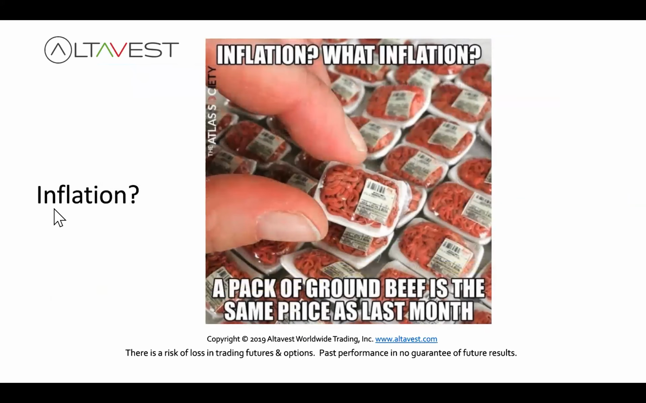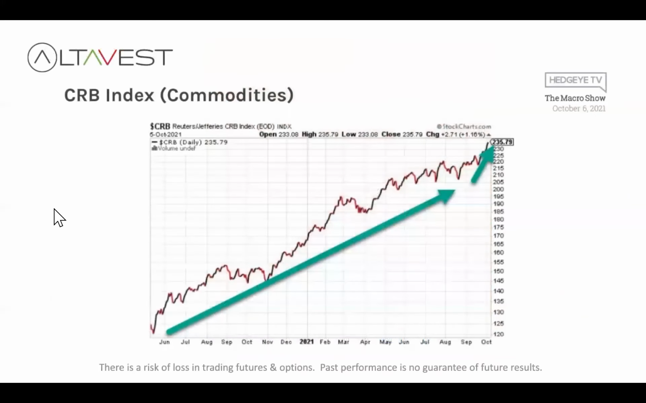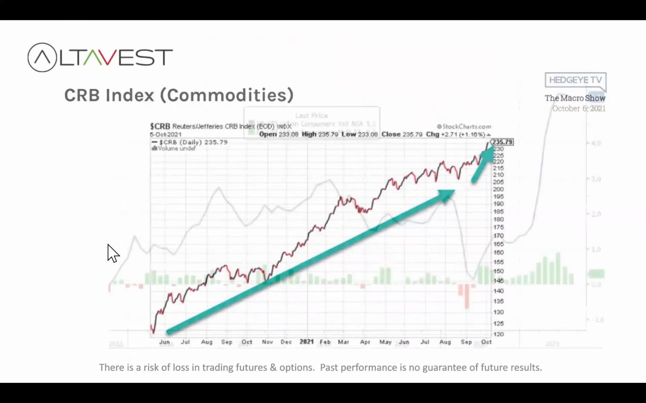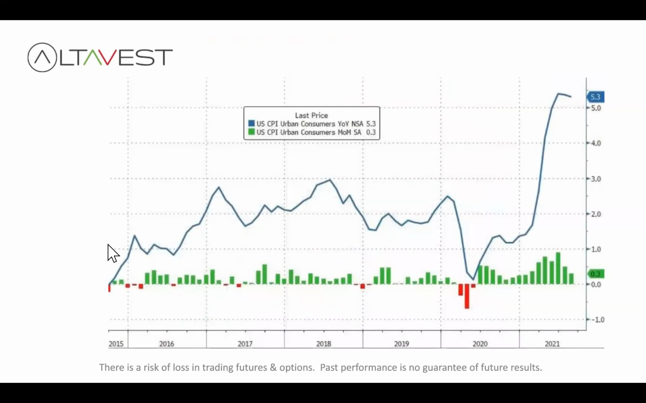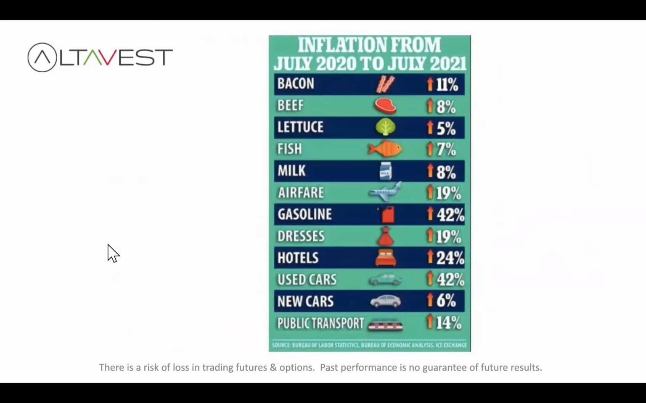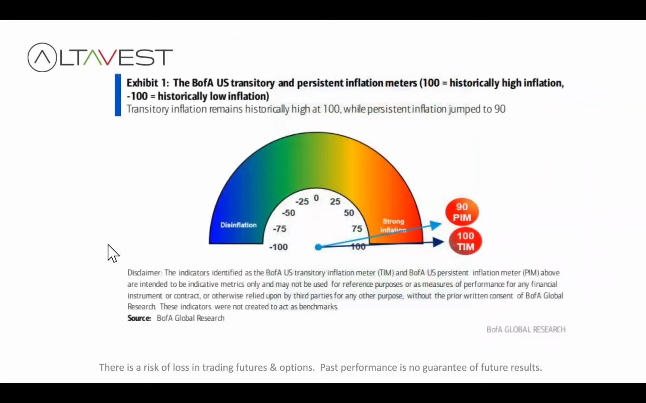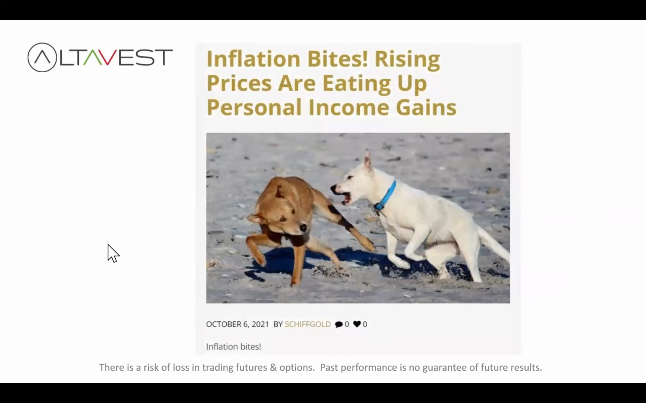So what about inflation? This is a great cartoon. The pack of ground beef is the same price as it was last month. So the government says there's no inflation, but we know better. Commodity prices. Here's the CRB index. Basically, it's an index of all commodity prices. Just soaring. Doubled in just over a year. And I know we've all seen it. CPI, the consumer price index, price for everything. I won't go into all this, but obviously the red means bad, folks. And here, inflation is biting.